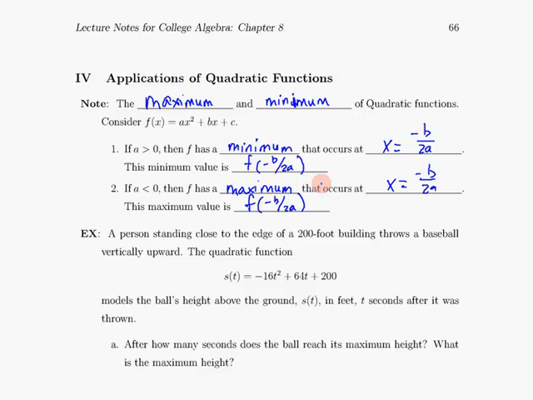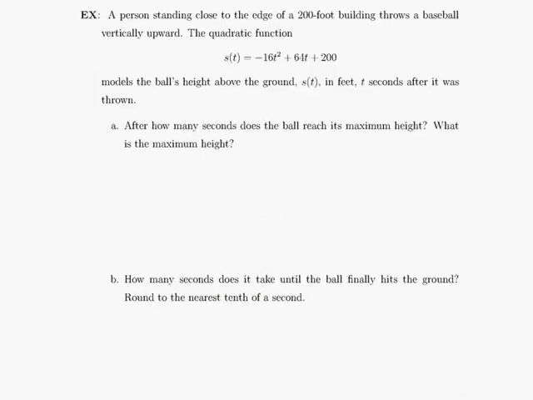Maximum, minimum, they're just asking for the vertex. So it's the same formula you used to find the vertex before. In this example, a person is standing close to the edge of a 200-foot building and throws a baseball vertically upward. We've got the building here, person standing up on top. They're going to throw the ball upward and it's going to follow some trajectory.